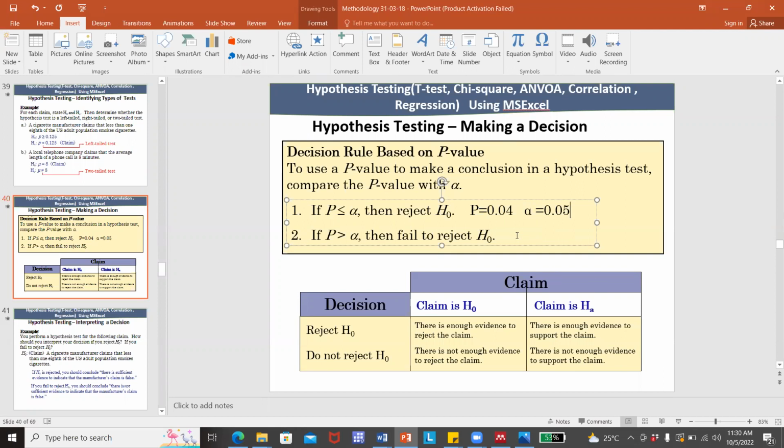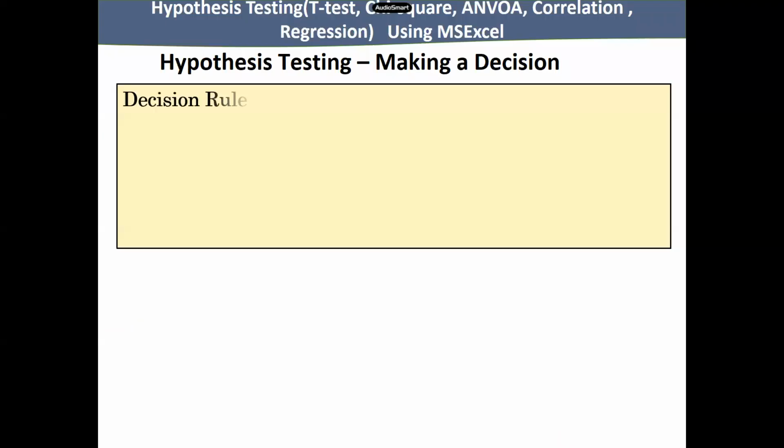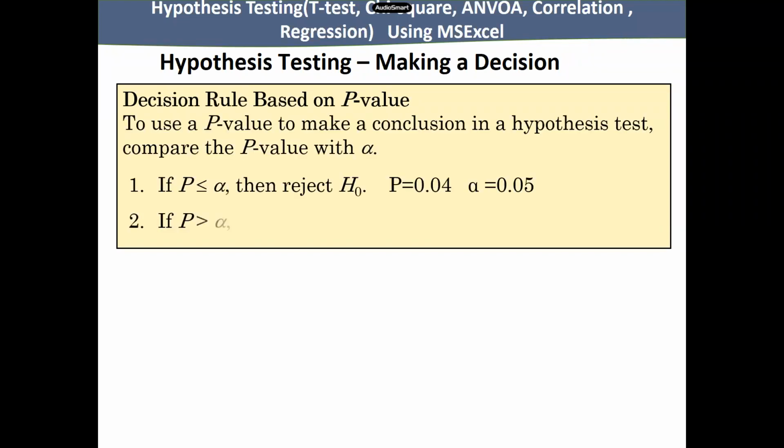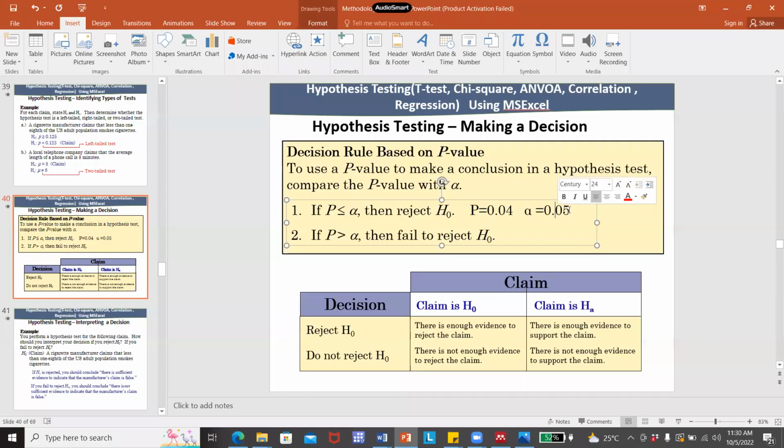If this is the case, what we are saying is that the P value, the population parameter, gave you 0.04, and the significance level is 0.05. So it says that if P is less than or equal to alpha, then reject H0. So this one will reject H0. Do you get it? Now, let's do this.